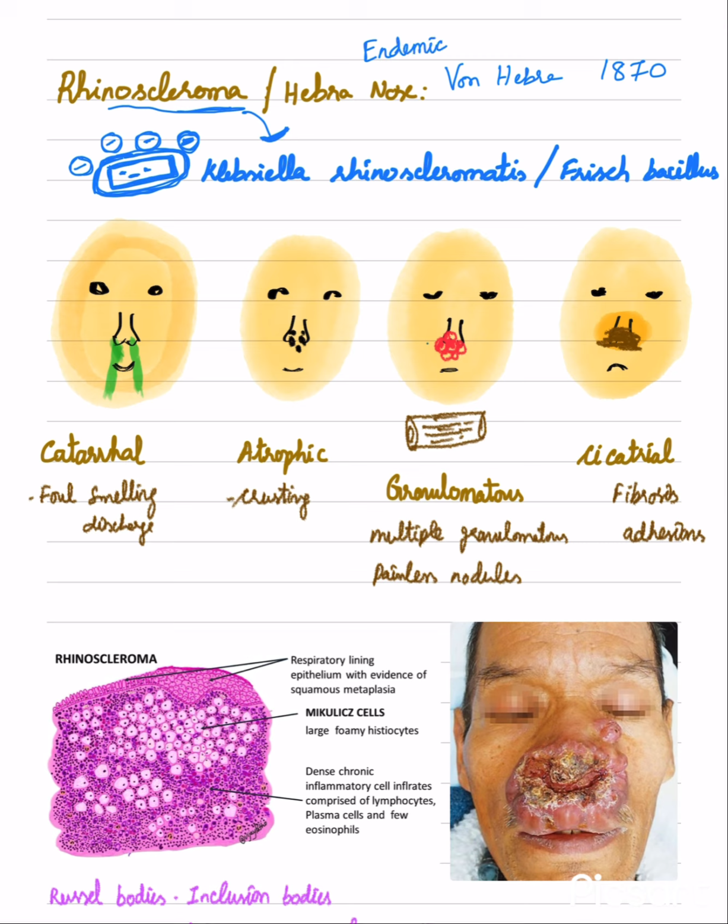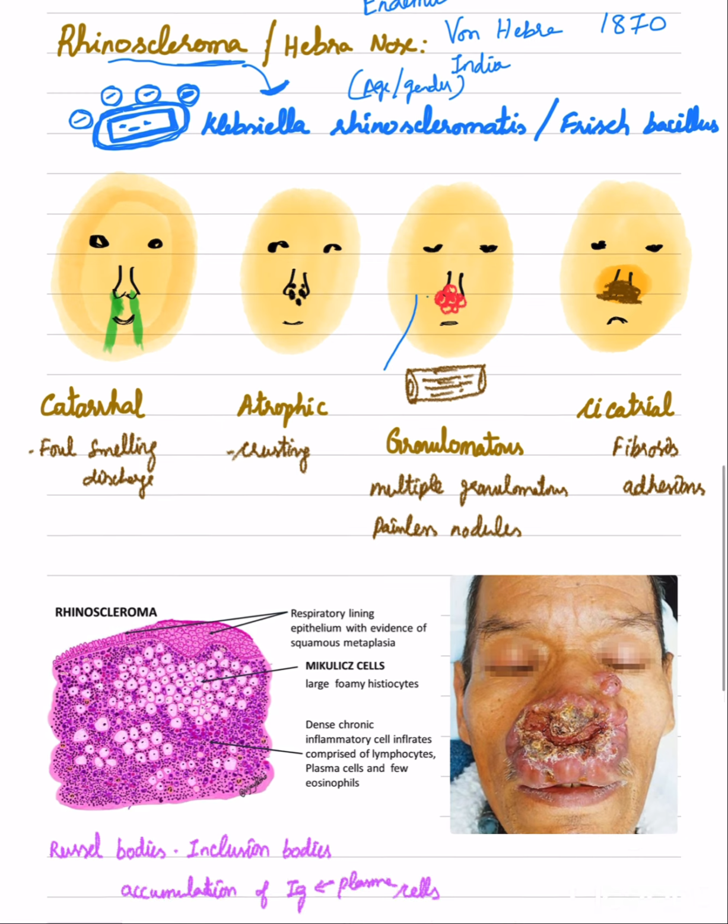prevalent in a particular group or population, and in India it is more common in the northern part than the southern part. There is no age or gender predisposition in case of rhinoscleroma or Hebra nose. In this disease, we have 4 stages.